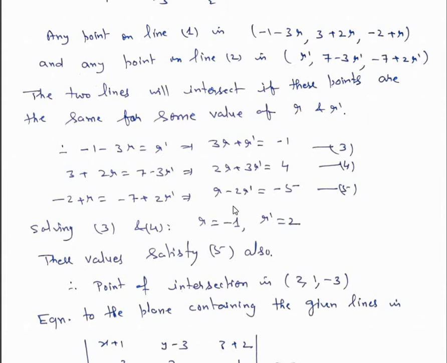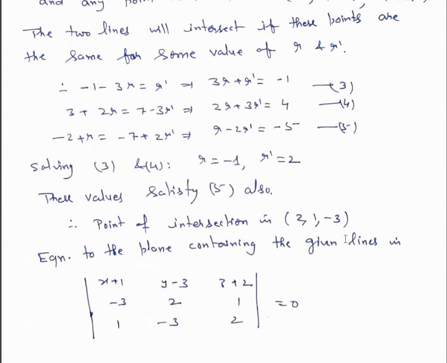Now these values of r and r dash will satisfy the third equation, so we put r is equal to minus 1 here, or r dash is equal to 2 here. From both of these we get the same point. The coordinates of the point of intersection are (2, 1, minus 3).